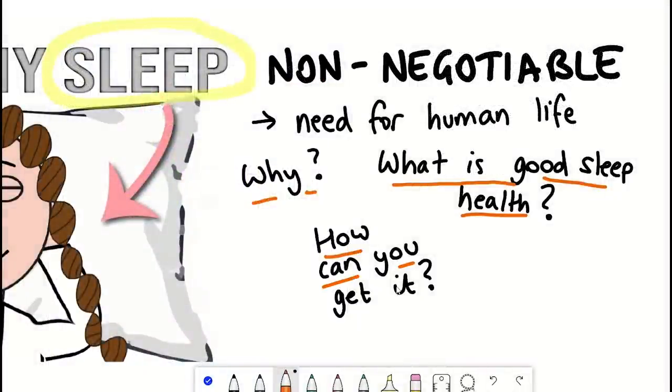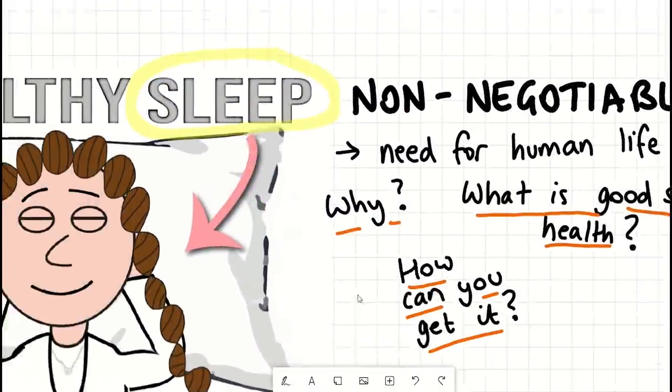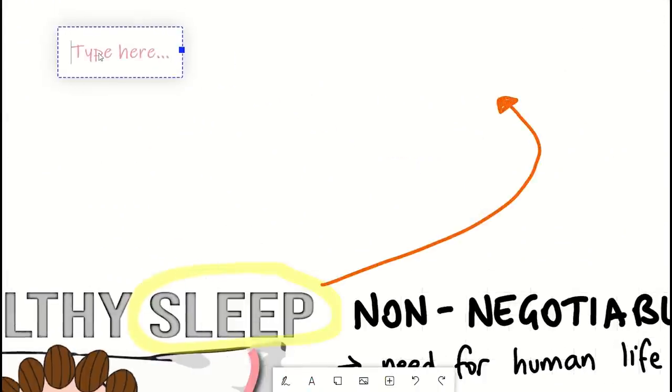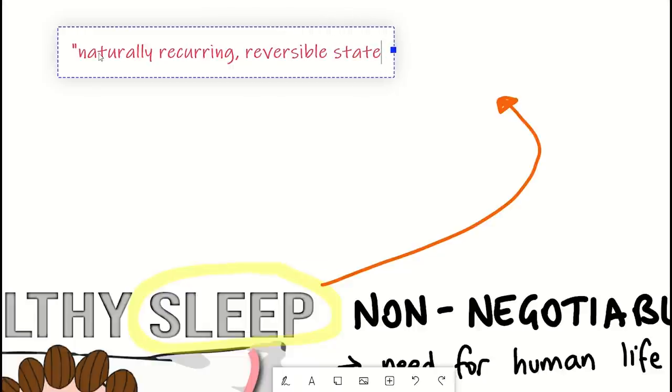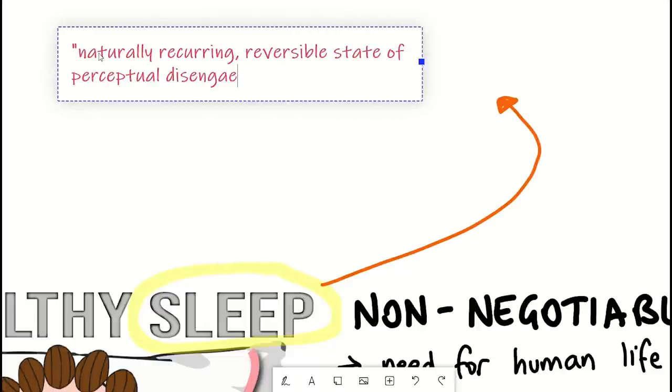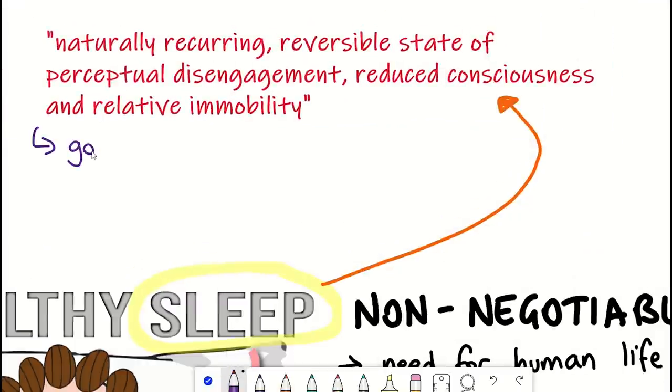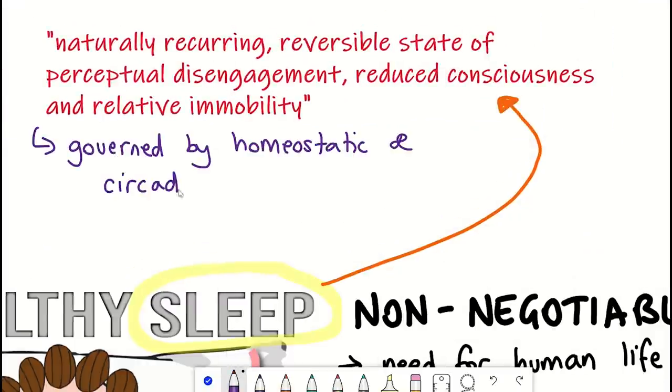Now, like many in the UK, we gained an extra hour of sleep last week, and so it got me thinking, what is the purpose of sleep? Now, here's a fun definition of sleep. Sleep is a naturally recurring, reversible state of perceptual disengagement, reduced consciousness, and relative immobility, the propensity of which is patterned by homeostatic and circadian factors.